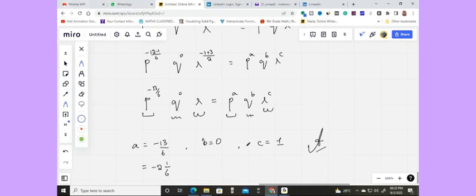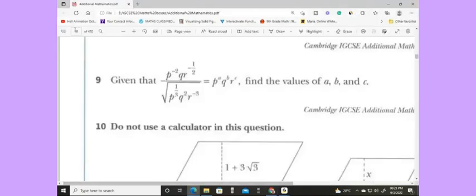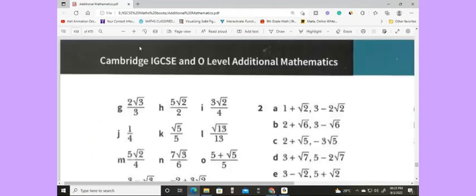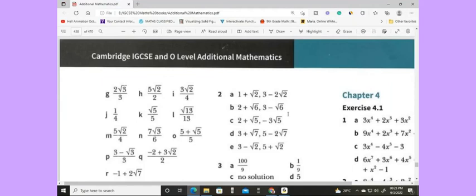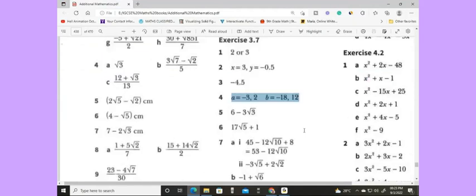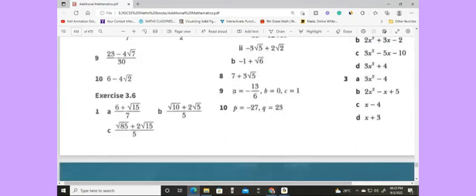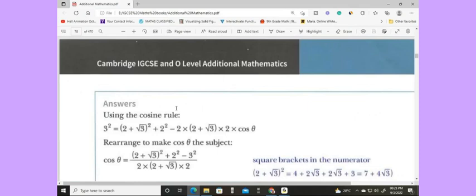Now we check our answers. I hope the concept is clear. Now we just move on, and this was question 9. We go to the answer section. Let me minimize the font a little. Question 9. Here you go, all fine, all correct. And now the last question you asked me to do was 10.